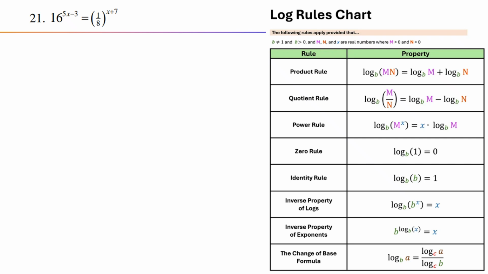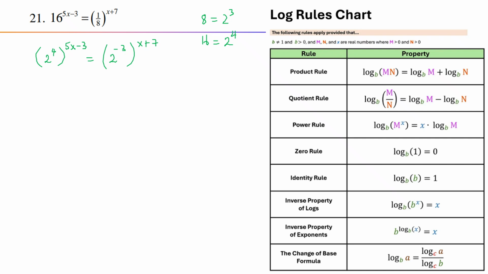Now we go back to the most common number. You will see in your questions that number 8 is 2 cubed. And then number 16, that is 8 times 2, just one more factor of 2, so it will be 2 to the power of 4. Now we rewrite this one as 2 to the power of 4, to the power of 5x minus 3. Now 1 over 8 is 1 over 2 cubed. That is 2 to the power of negative 3, because you flip it. You make the power the opposite of what it is. So it is x plus 7.